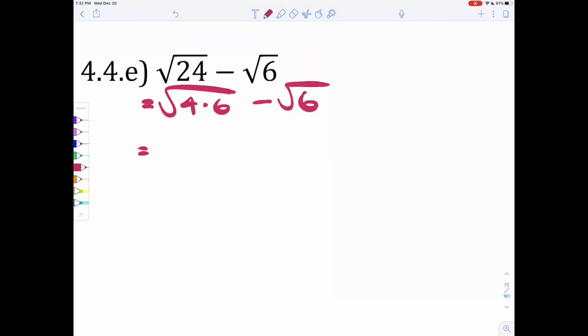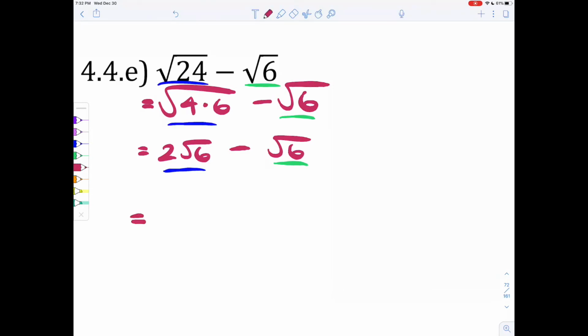So in simplifying this, we've got root 4 times root 6, which is 2 times root 6, and we're still subtracting this root 6 at the end. So this part is still there, this part is right here. And then for our final step, we have 2 root 6's, and we're going to subtract one of those root 6's, leaving us with just 1 root 6. Ooh. Yeah, it's not bad.